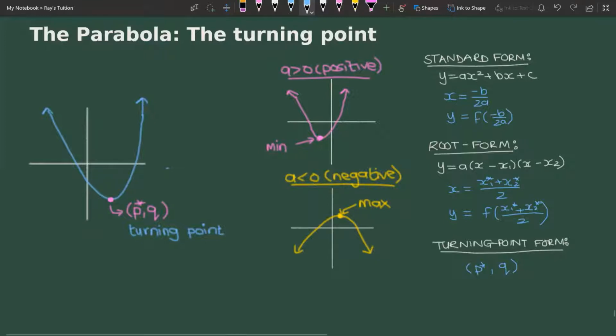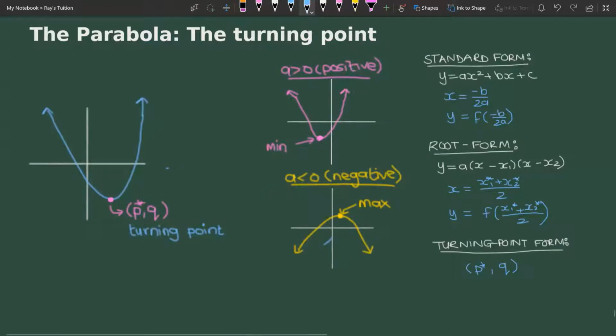So if you have a look at this parabola, the first half of the graph is decreasing. It's got a negative slope. And then it gets steeper, and then there's the turning point, and then it has a positive slope. So the turning point is where it changes from a negative slope to a positive slope, or if you're looking at the other one, from positive to negative.